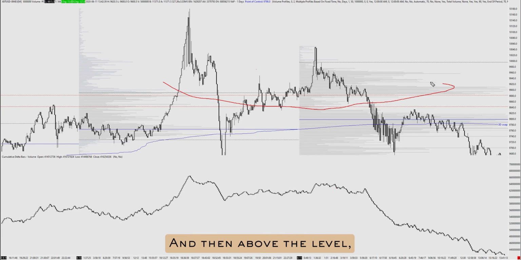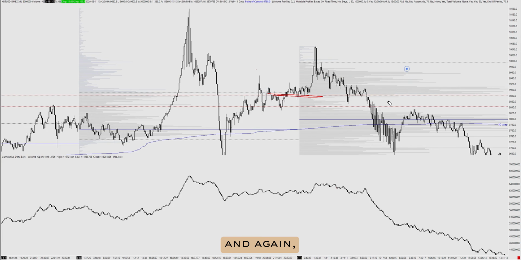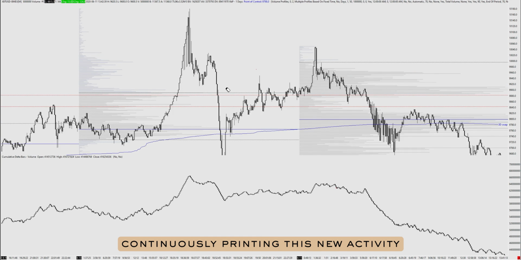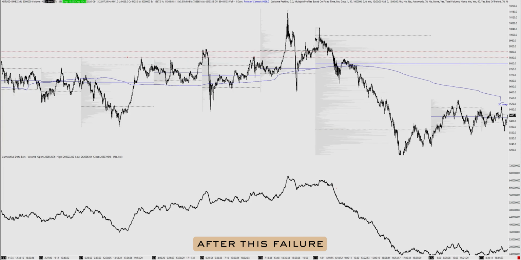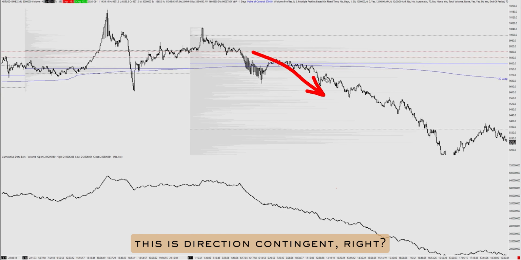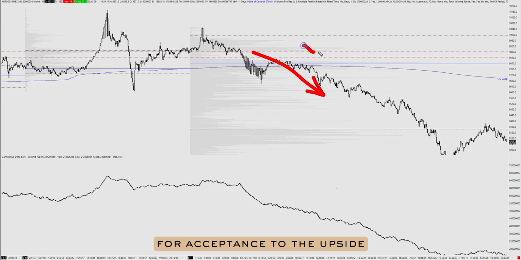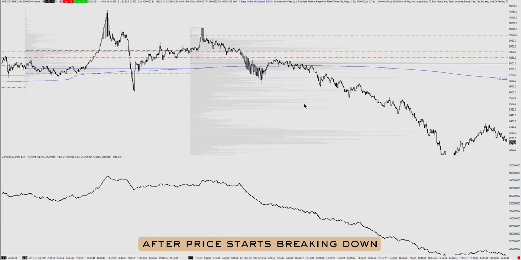And then above the level, we're seeing that same pattern occur. Not that we are losing the level, but rather that we are holding the level and again, continuously printing this new activity. Now, in any kind of failure, where there's this lack of acceptance and price breaks down, you're going to see activity come in, but it's going to be in the wrong direction, right? So bear in mind, this is direction contingent. We were looking for acceptance to the upside, and the activity really starts coming in back under the structure after price starts breaking down.